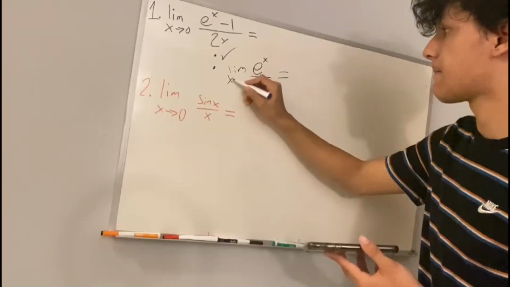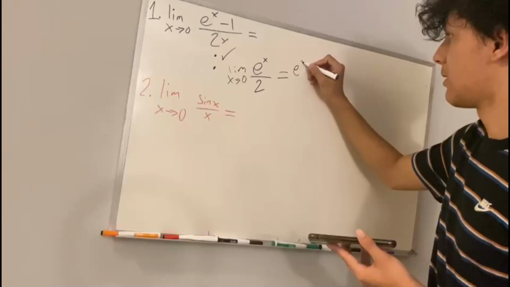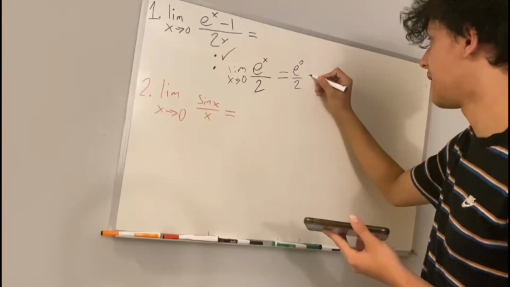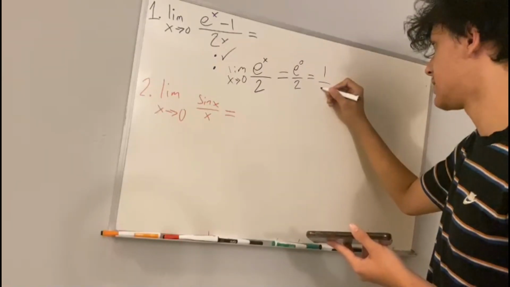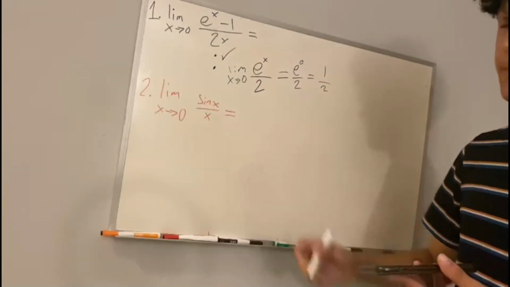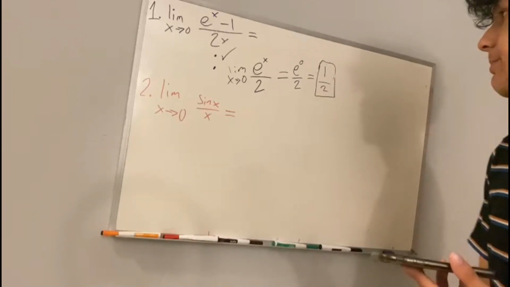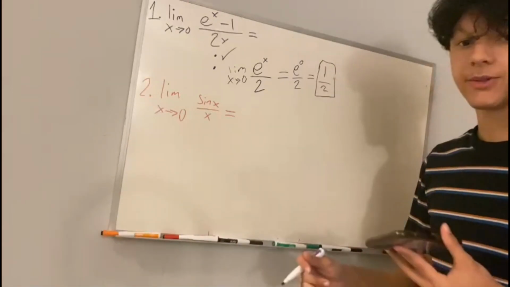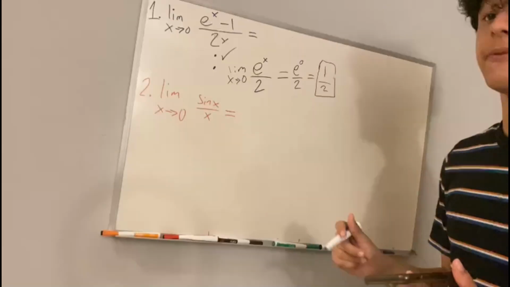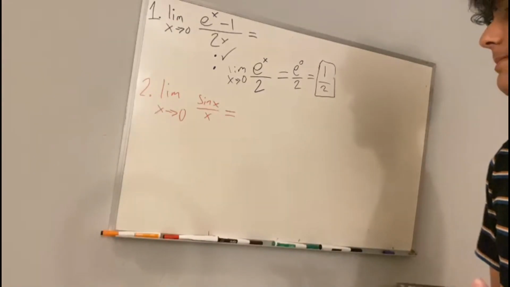That same limit. You're going to get e to the 0 over 2, which is 1 over 2. e is a number. Any number to the power of 0 is 1. So that's why our answer here is 1/2. Remember, always plug in the limit directly, and if you get an indeterminate form, that means you're able to use L'Hopital's rule in the problem.